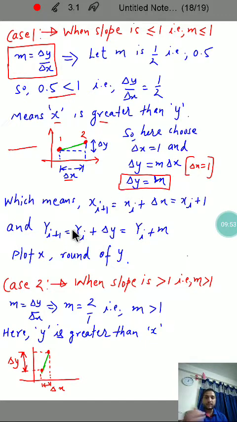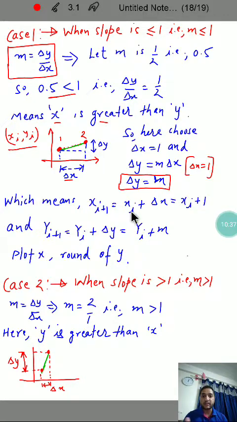What is the meaning of this? It means xi plus 1. Here the notation i is for initial, that is the first point from where you started. Suppose right now we do not know the coordinates of point 1, so for our convenience we can say this is xi, yi. After that there are many points in between 1 and 2, so we can take them as xi plus 1, xi plus 1 plus 1, that is xi plus 2, then xi plus 3. In this way we can take increments in x. So i is for initial, that is the first point, whatever the first point may be. So xi plus 1 will become xi plus delta x.